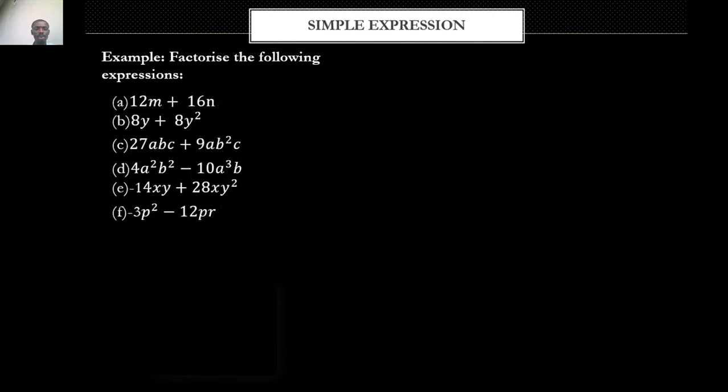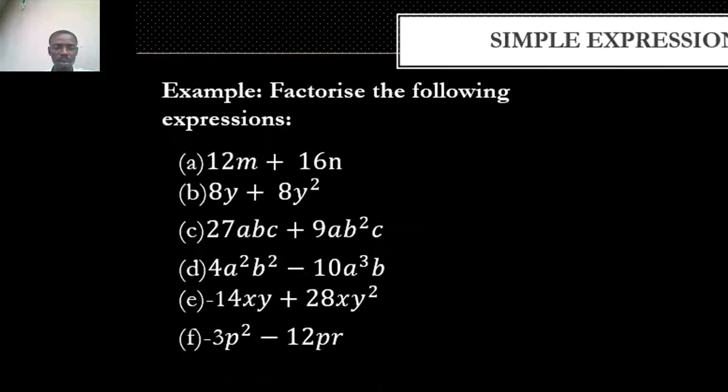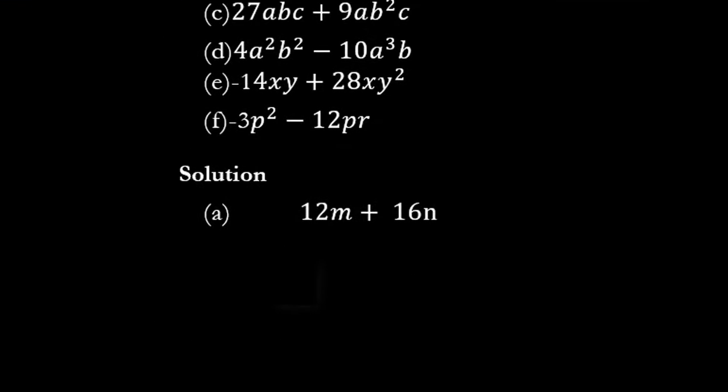Going for simple expression. We want to factorize the following expression. How do we factorize? Let's start with A. Our A, we are having 12n plus 16n.